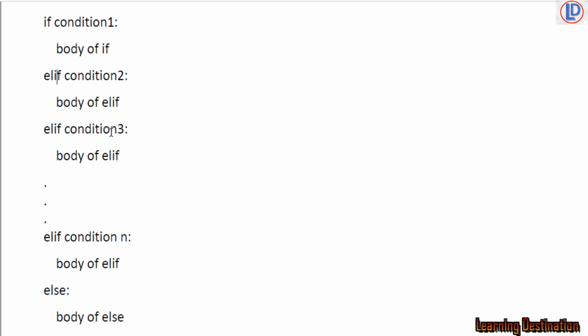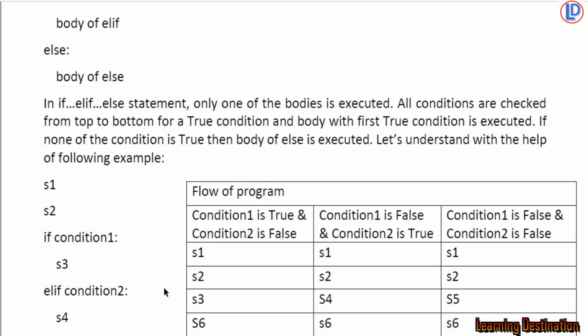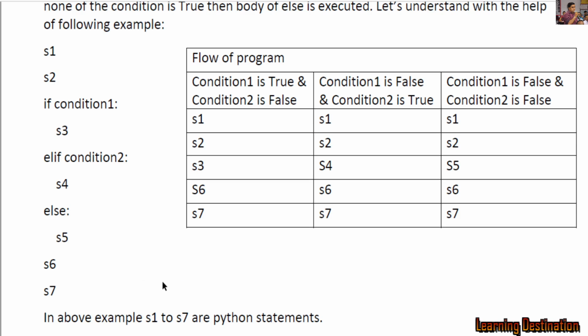If the condition is false, we will go to the next case, and suppose the next case is condition n, we will check this condition. If the condition is true, body of elif will be executed, and if this condition is also false, we will go to else and body of else will be executed. That means there can be any number of cases, if, elif, but finally if none of the condition is true, that means all of the conditions in if, elif are false, then finally body of else will be executed. I hope it is clear. Let's see one example, sample code.